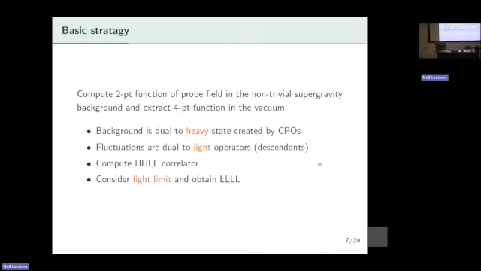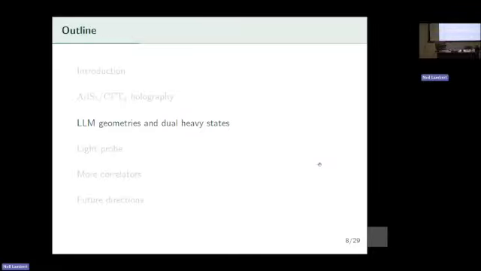First, using the standard holographic technique, I will compute the heavy-light-light correlator, and then I will take a specific limit, which I'm calling the light limit, to obtain the correlator of all light operators. So let me show you this in more detail.